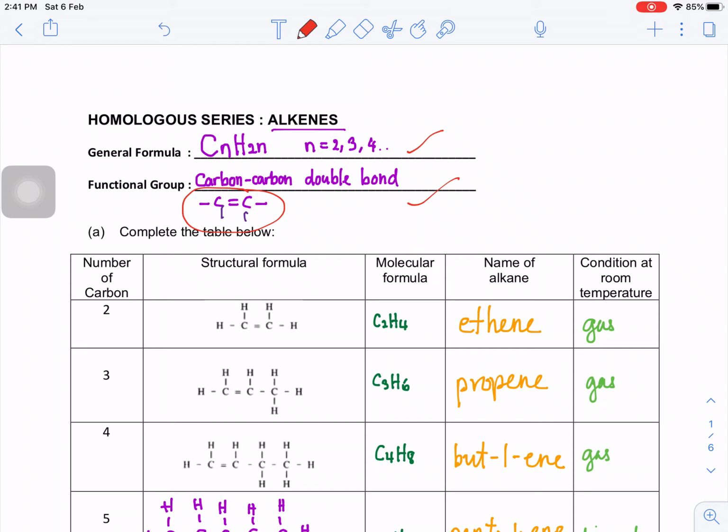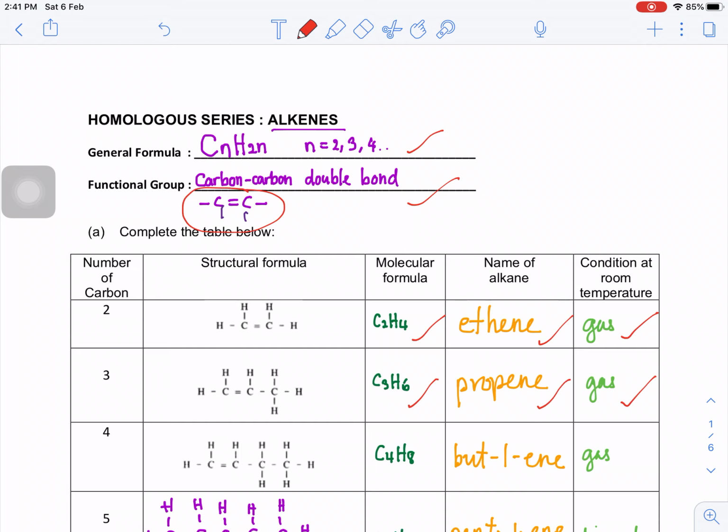Next, look at the table. For the number of carbon 2, the structural formula is as shown. So the molecular formula is C2H4 and the name is ethene. The condition at room temperature is a gas. When n equals 3, the molecular formula is C3H6. So the name is propene. It is also a gas.